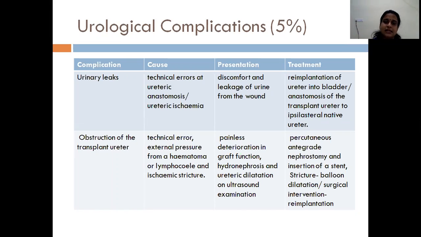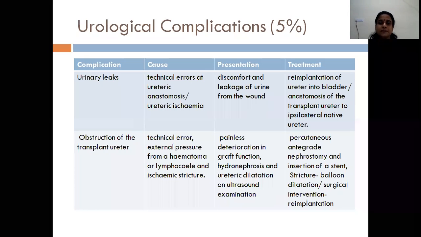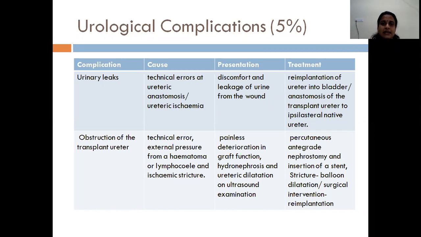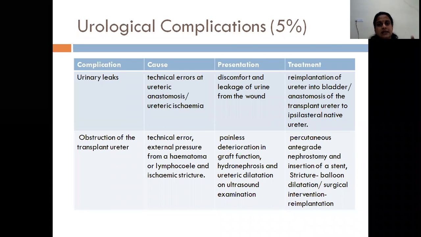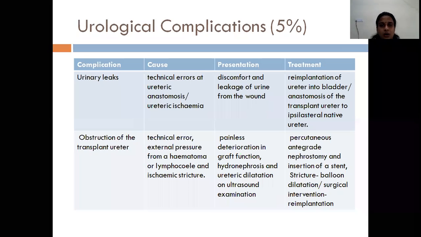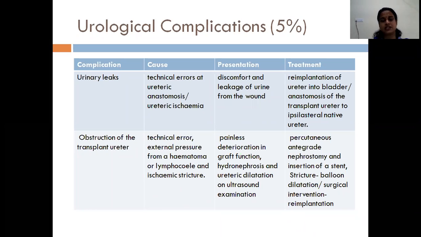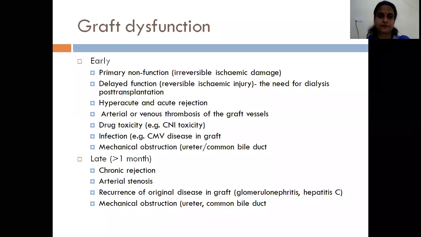How does that present? Since there is obstruction, the transplanted kidney goes into deteriorated functioning and hydronephrosis, and there is ureteric dilatation. So, how is that corrected? You go with the percutaneous antegrade nephrostomy and insert a stent. Or if there is a stricture, then go with balloon dilatation. If these minimally invasive techniques fail, then you have to definitely go for surgical intervention by reimplantation, that is redoing the procedure if possible. So this is how it is corrected.